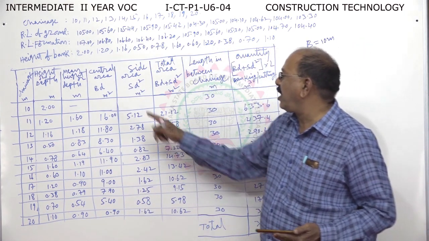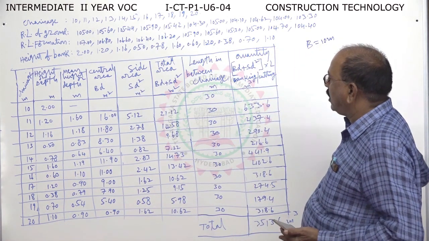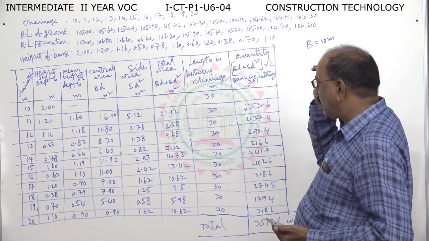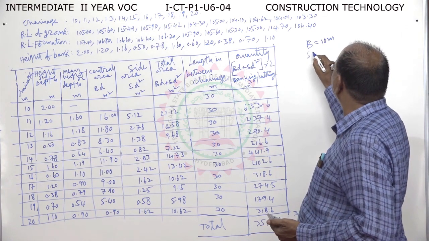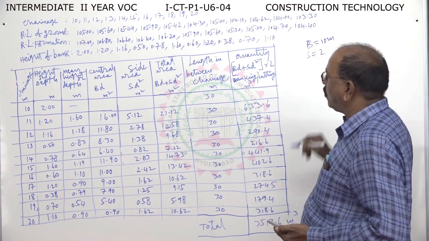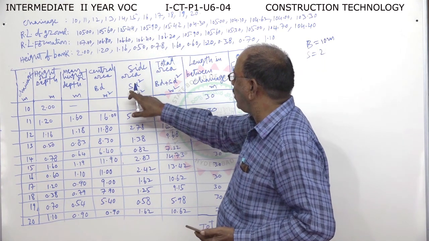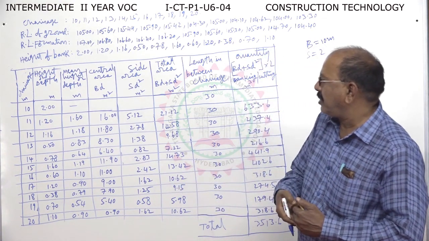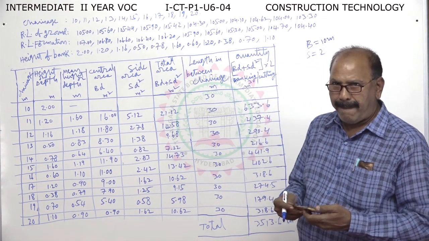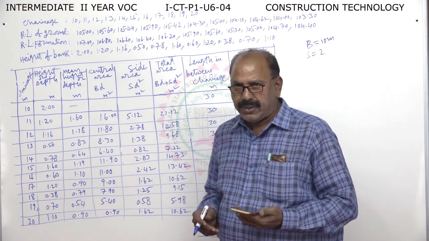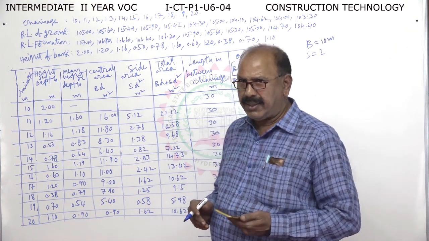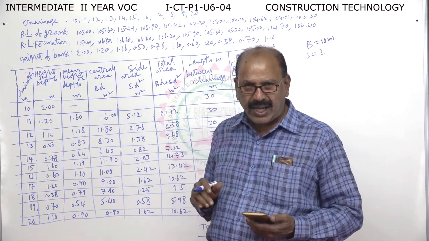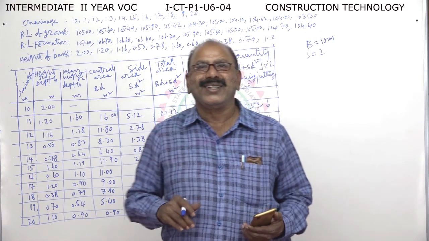Then SD square, side slope. SD square. S is equal to, how much is it given? 2:1, no? In the problem? 2. So in the place of S, put 2. And D is equal to this, and see what happens. So I think we will continue in the next class. This time is going to be over.